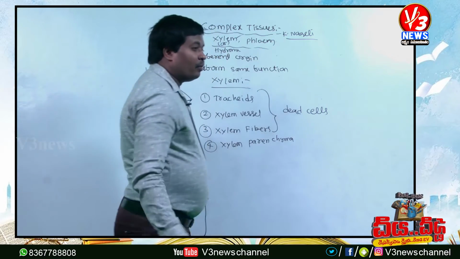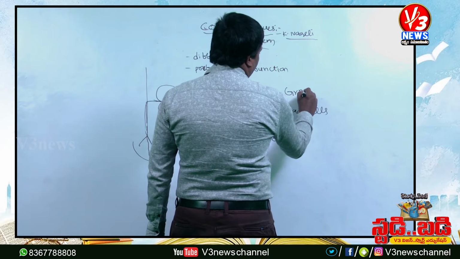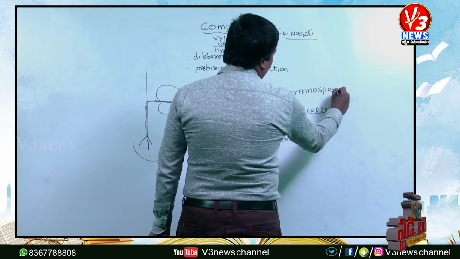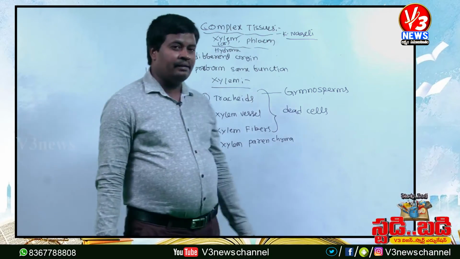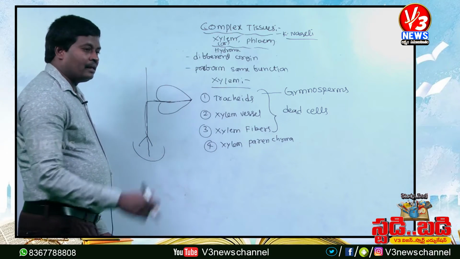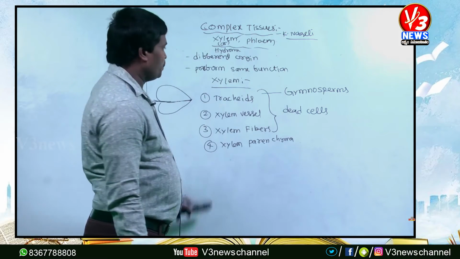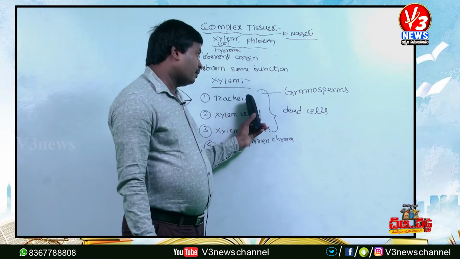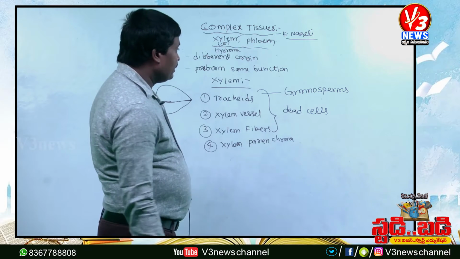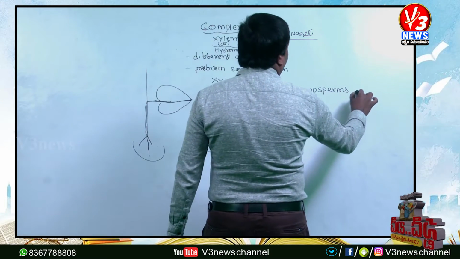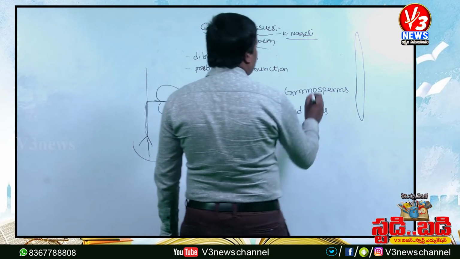So next, a very important question. Tracheids are the water conducting channels in gymnosperms. What are gymnosperms? We already discussed gymnosperms clearly. Gymnosperms are seed bearing plants whose ovules are not enclosed by an ovary. In such plants, in the course of evolution, the water conducting channels are called tracheids. But what is a tracheid? They are elongated cells.